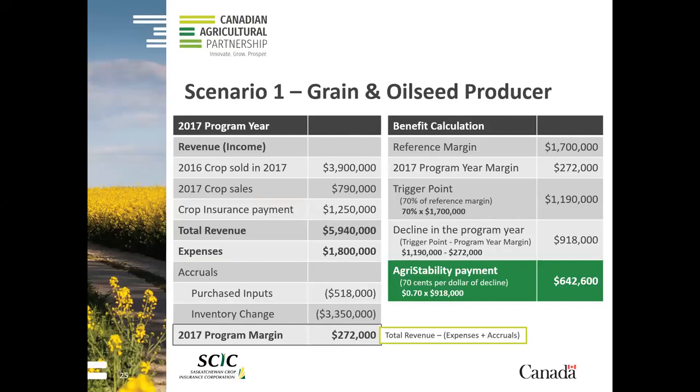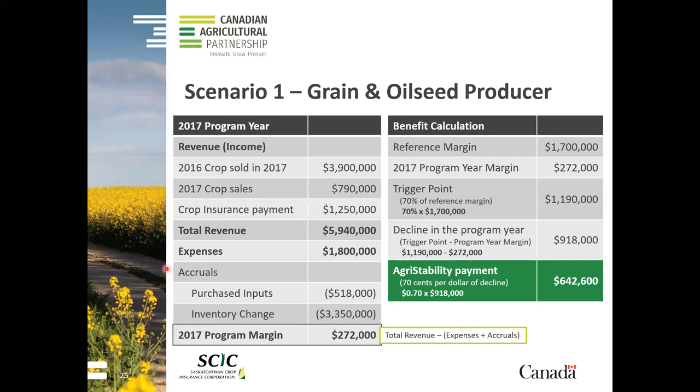In this situation, we'll go through this line by line to show you how the benefit is calculated. For the revenue, we look at their 2016 crop that was sold in 2017, which was $3.9 million. Their 2017 crop sales were $790,000, and their crop insurance payment was $1.25 million. So their total revenue was $5.94 million. And their total expenses for their 2017 crop year was $1.8 million.